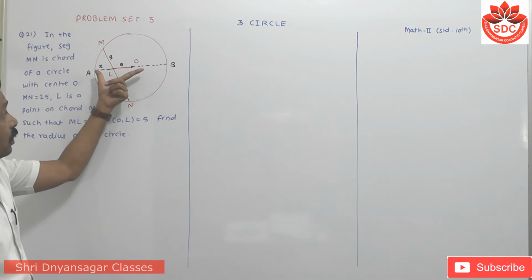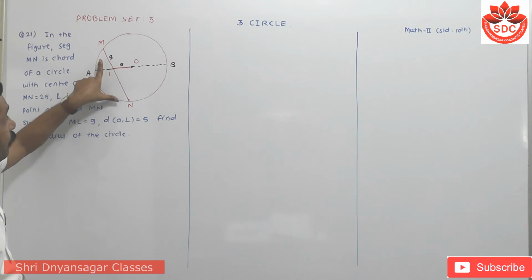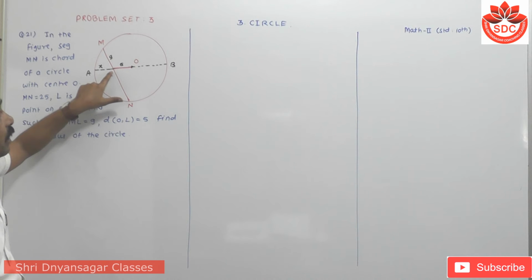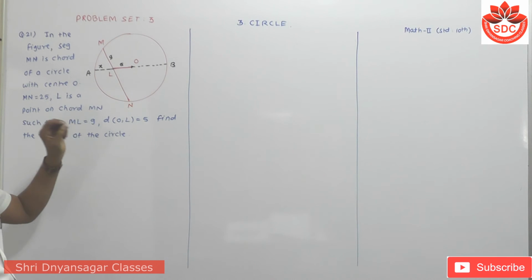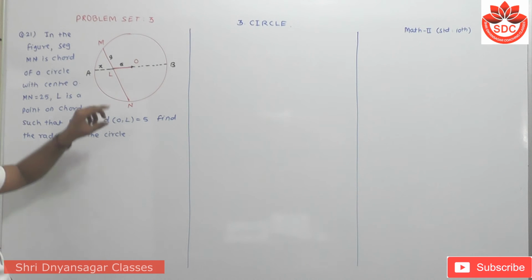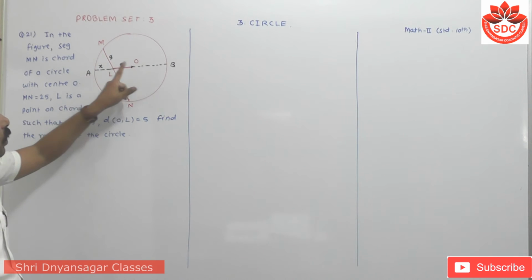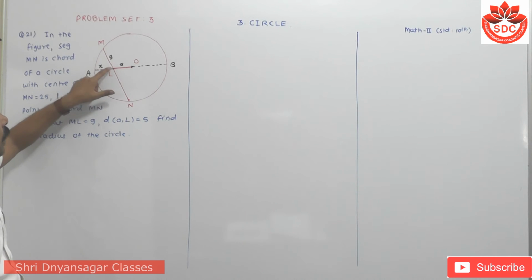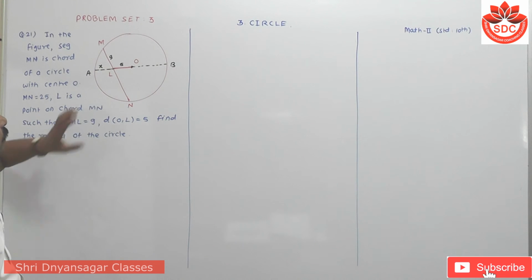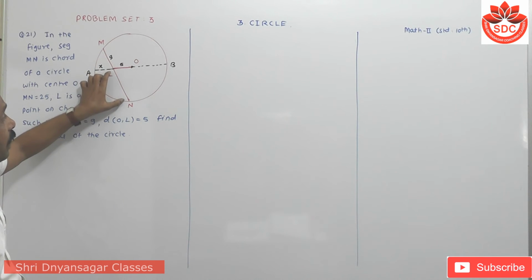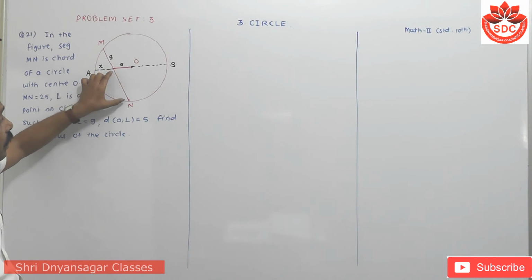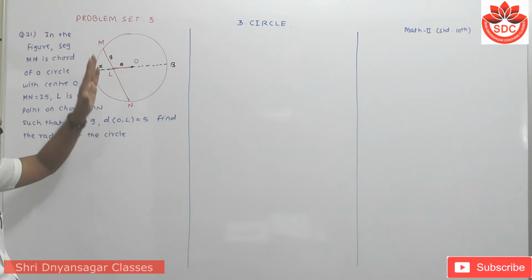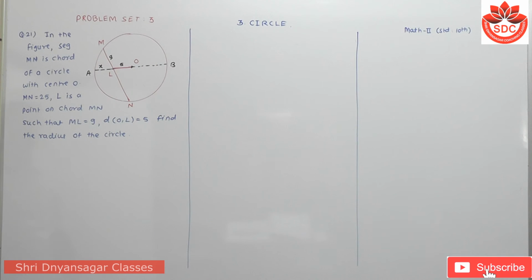Then these two chords AB and MN intersect inside the circle at point L. So by using the theorem of internal division of chords, AL into LB is equal to ML into LN. For this, first you have to also find the value of LN. From this MN and this ML we get LN. Then we use this to solve the example. So simple one, look carefully.